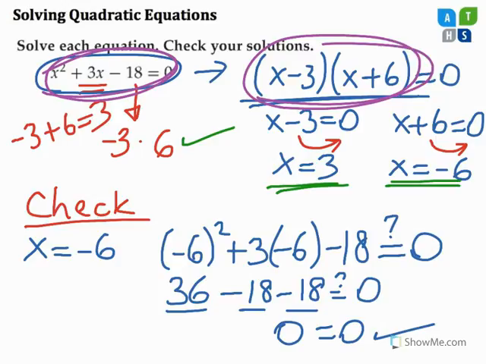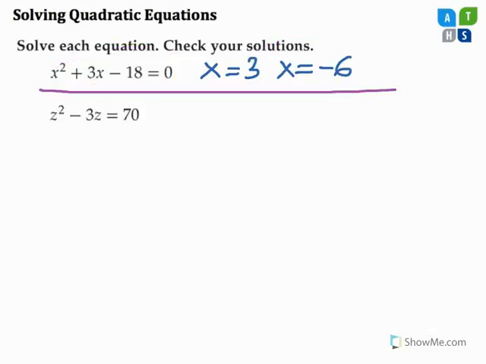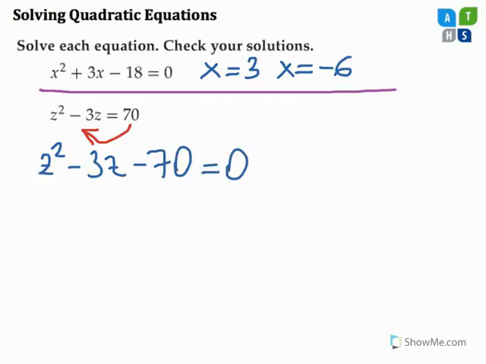Now let's have another example. Now we have z squared minus 3z equals 70. Now keep in mind, if your quadratic equation is not equal to 0, then you should equate it to 0. How? You're going to get 70 in this case to the other side. So it will be z squared minus 3z minus 70 equals 0. Now you can start factorization and then solving equation.